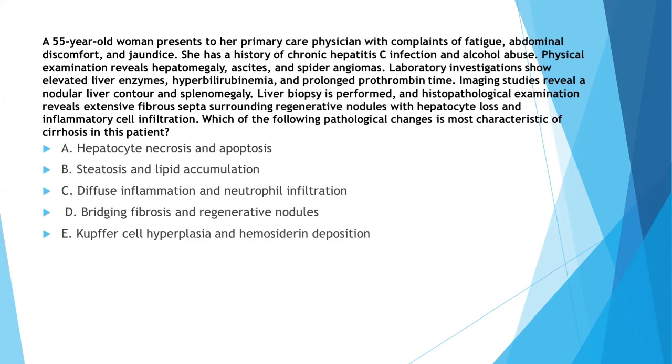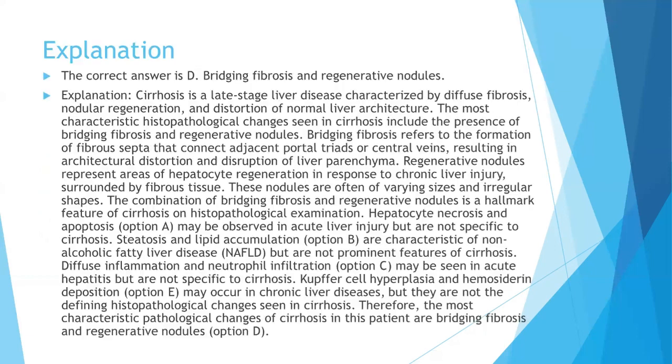Now, a liver biopsy is performed, and histopathological examination reveals extensive fibrous septa surrounding regenerative nodules with hepatocyte loss and inflammatory cell infiltration. Which of the following pathological changes is most likely characteristic of cirrhosis in this patient? Hepatocyte necrosis and apoptosis, steatosis and lipid accumulation, diffuse inflammation and neutrophil infiltration, bridging fibrosis and regenerative nodules, Kupffer cell hyperplasia and hemosiderin deposition. So the answer is bridging fibrosis and regenerative nodules.